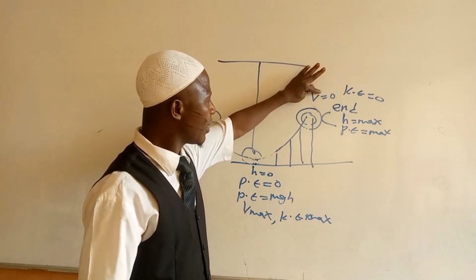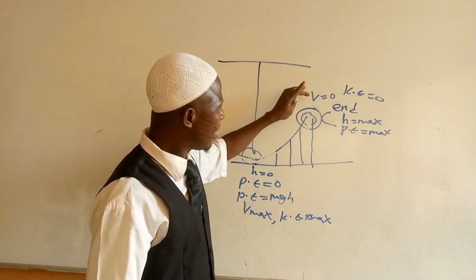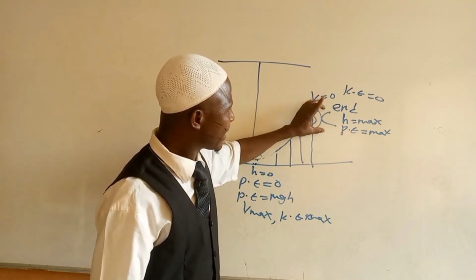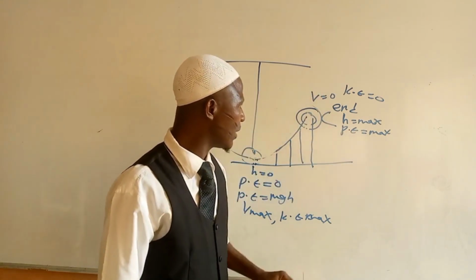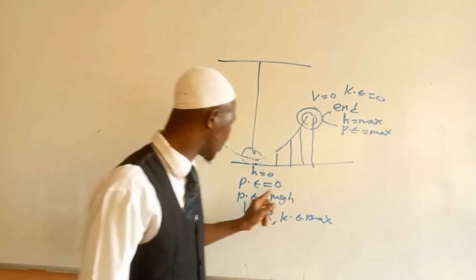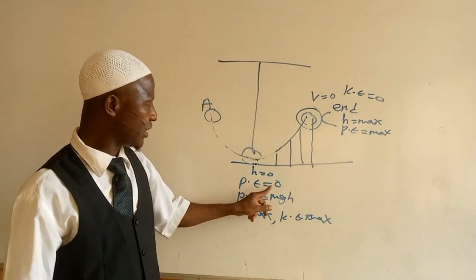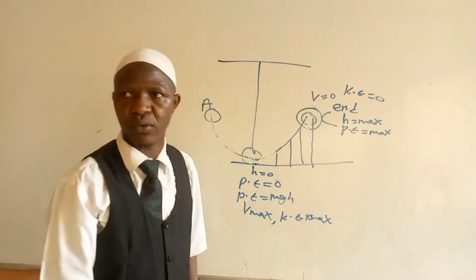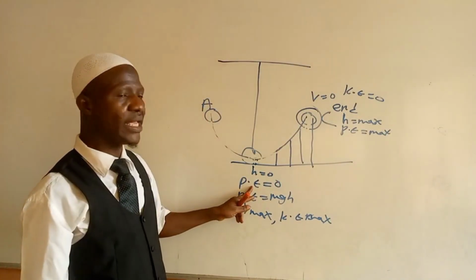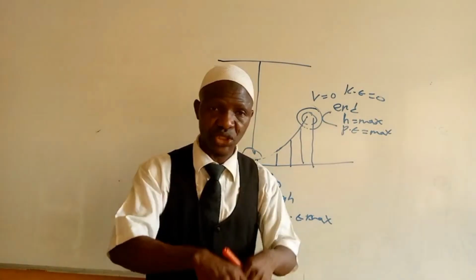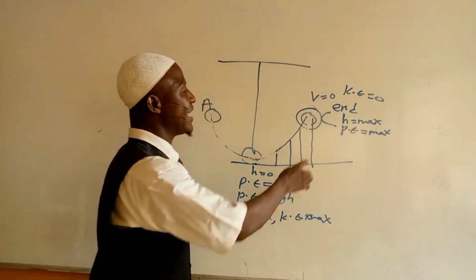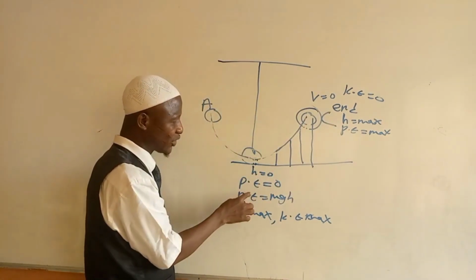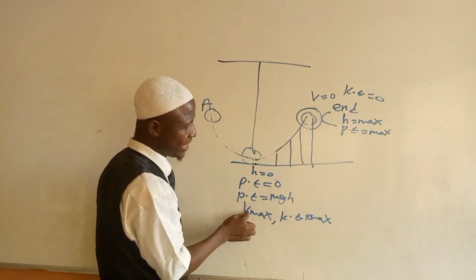The question now is this. At this point, we said potential energy is maximum, and on getting to this place it becomes zero. How come? Where is the energy that was maximum here before? How come it is now zero here? Does it mean that energy has been destroyed? No. It means the potential energy here has completely converted to kinetic energy here.